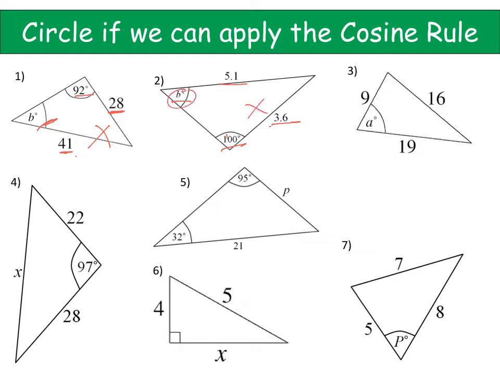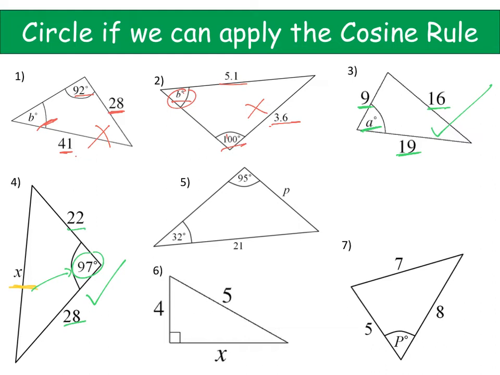On the third question, you had three sides involved, and you were looking for an angle, so you could have used the cosine rule for that one. On the next one, you had two sides given to you, and it was asking for the other side, this x here, and you had the angle opposite that, so this one was also the cosine rule.